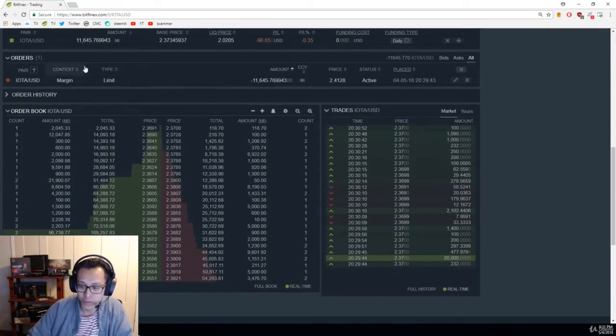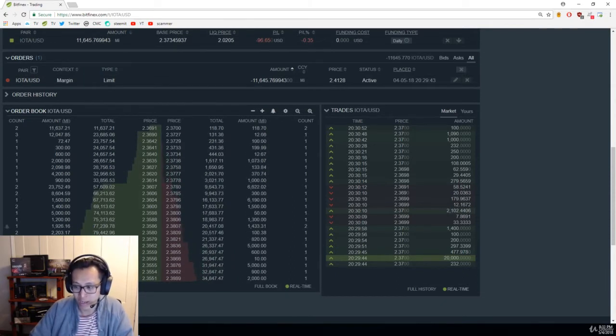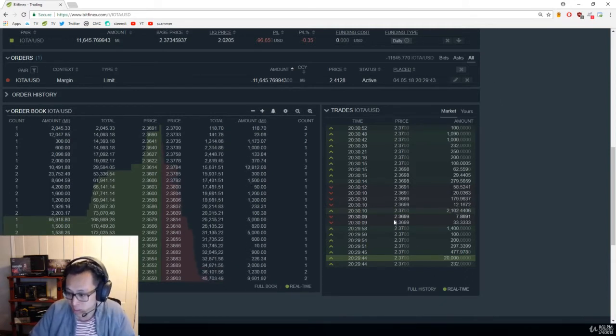So once again, this side right here is the bids side, okay? The bids, where if you are to sell, you would be selling to the people that are bidding on this particular side over here. And if you're buying, then you'd be buying from these guys over here. So this is called the level 2 order book. And this right here is the history of the trades.